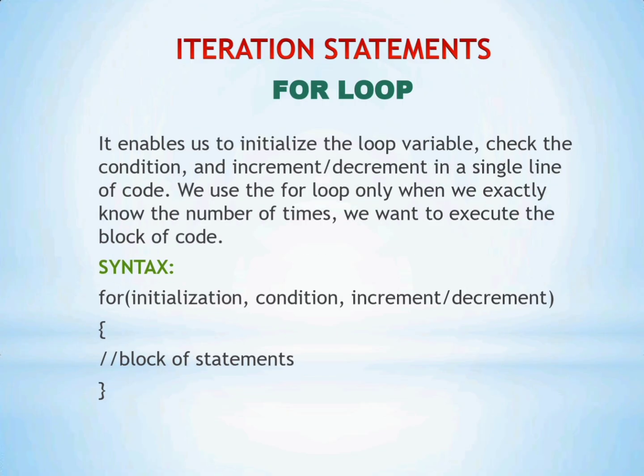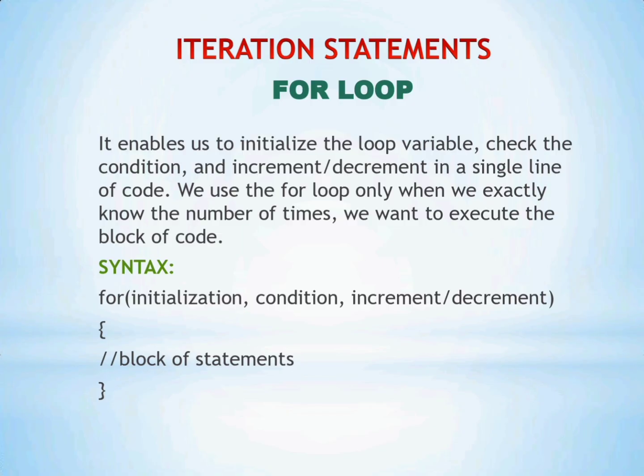Next we will see the for loop. It enables us to initialize the loop variable, check the condition, and decrement or increment in a single line of code. We use the for loop only when we know the number of times we want to execute the block of code. Only when we know the ending number, that means the end number of loop times, will we execute the code. So let's discuss the syntax. For: initialization is the starting value, then the condition we are going to use for the code, and increment or decrement.